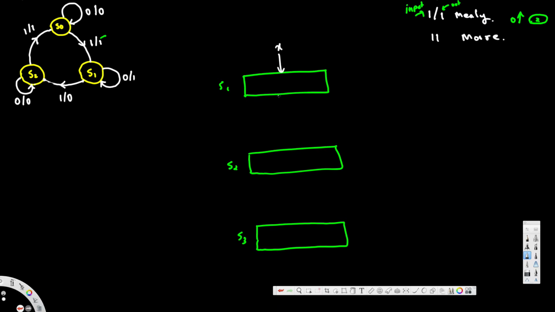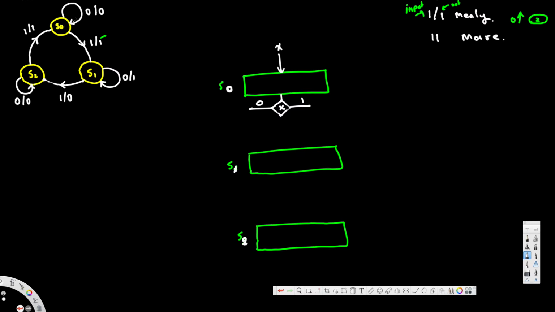Now after that we have to make a decision box. It's starting from S0, S1, S2. Okay, one input, and we will have a decision box. This is X, and here we will have 0 and 1. Let's write the X clearly. 0 and 1.